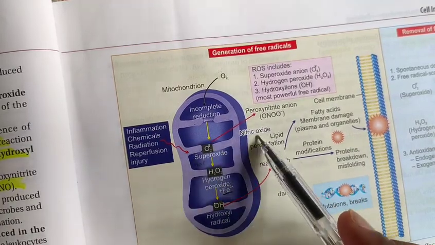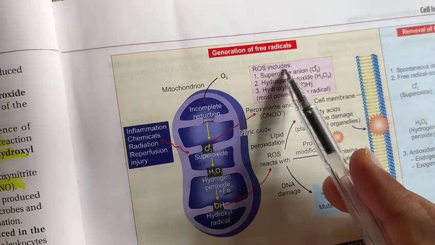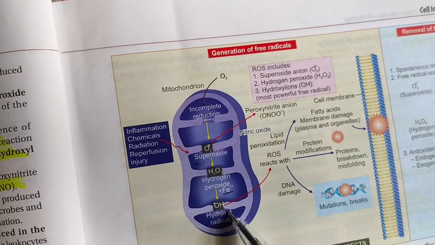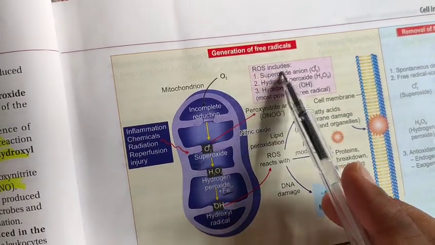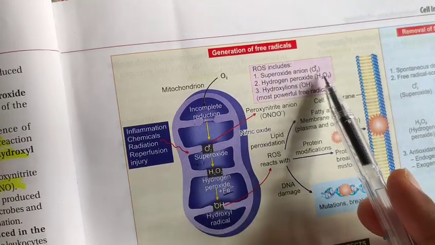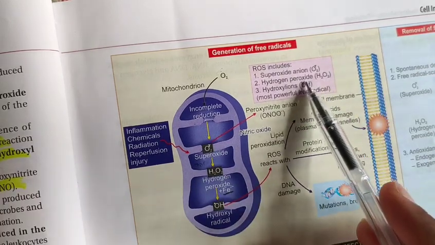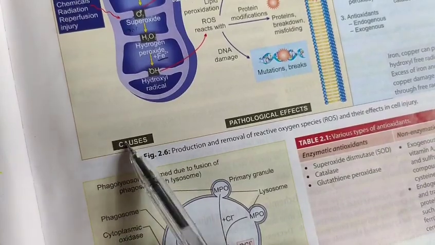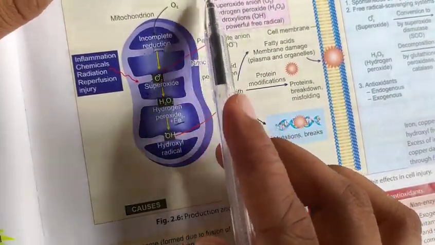Superoxide reacts with nitric oxide to form the peroxynitrite anion. The reactive oxygen species include superoxide, hydrogen peroxide and the hydroxyl radical. These three are examples of reactive oxygen species: superoxide anion, O2 minus; hydrogen peroxide, H2O2; and the hydroxyl radical, OH, which has one free electron. This is all about the causes, pathological effects and examples of reactive oxygen species.